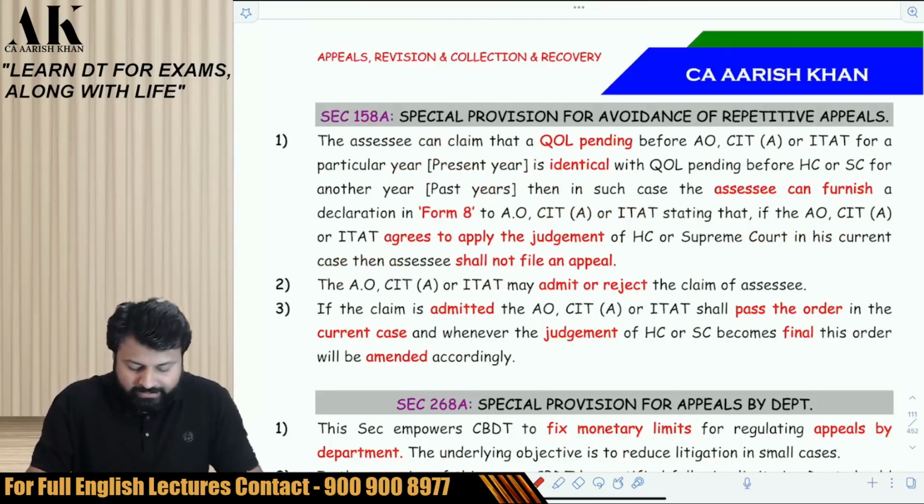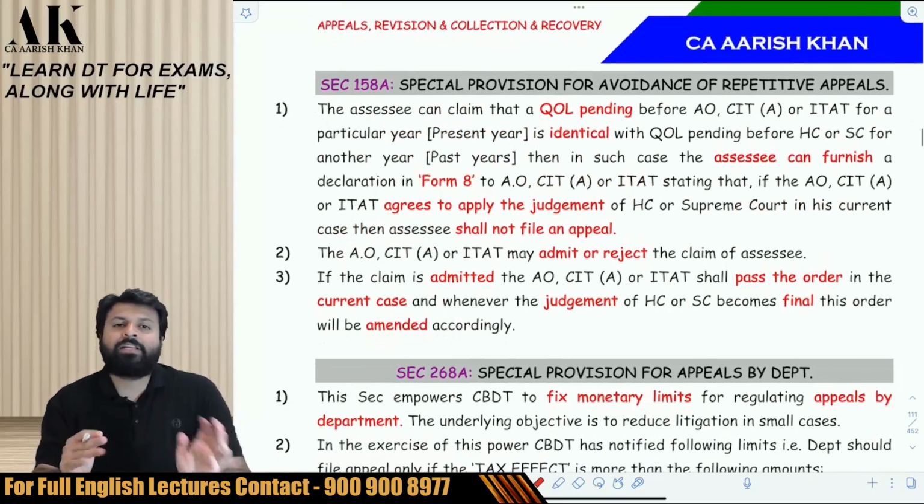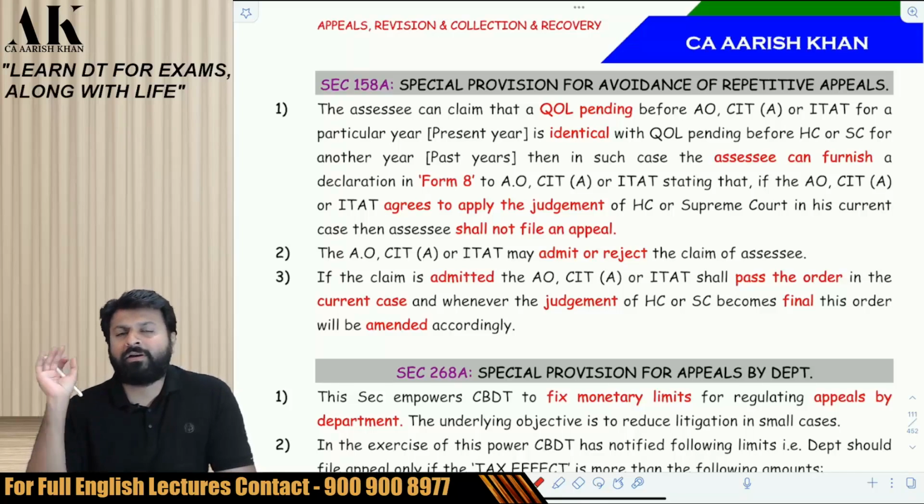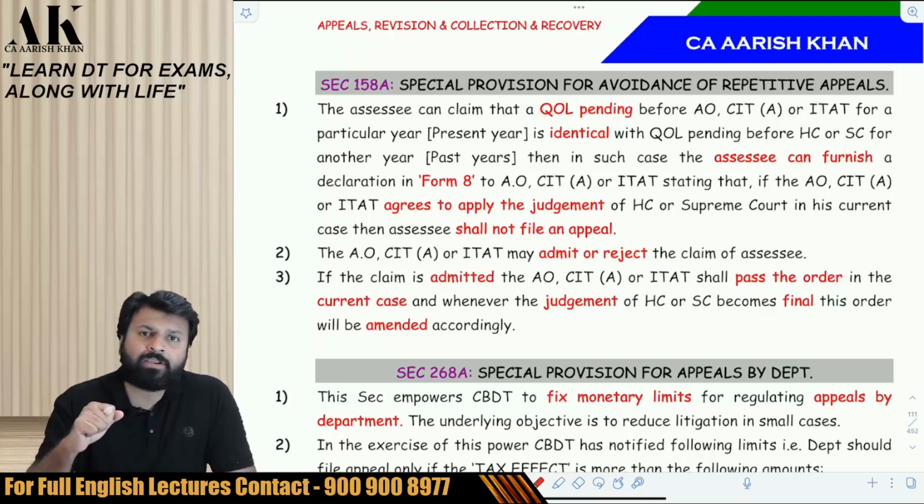Now let's move on to the next section, that is 158A. This section has been brought with an objective of avoiding repetitive appeals. Suppose there is a particular matter of, say, last year which is already pending in your case in the High Court or Supreme Court. So in the current year, what sense does it make to appeal that same matter again to ITAT or again to CIT appeal? It doesn't make any sense. There is a question of law of earlier years in your case, which is already pending in the High Court and Supreme Court, and they have not given their verdict. So what sense does it make? It doesn't make any sense.